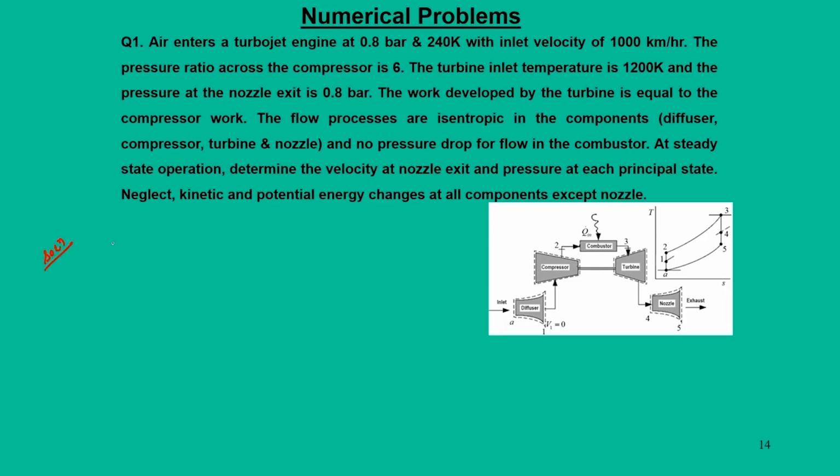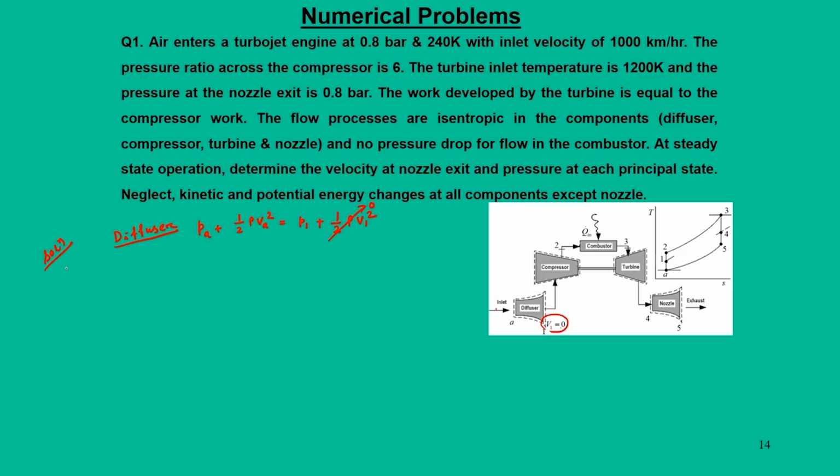First, recall the equation for the diffuser. What the diffuser does is, after the air reaches the end of the diffuser, the velocity becomes 0, and the entire kinetic energy is converted to pressure energy. So we can write the equation PA plus half rho VA square is equal to P1 plus half rho V1 square. So this term becomes 0.